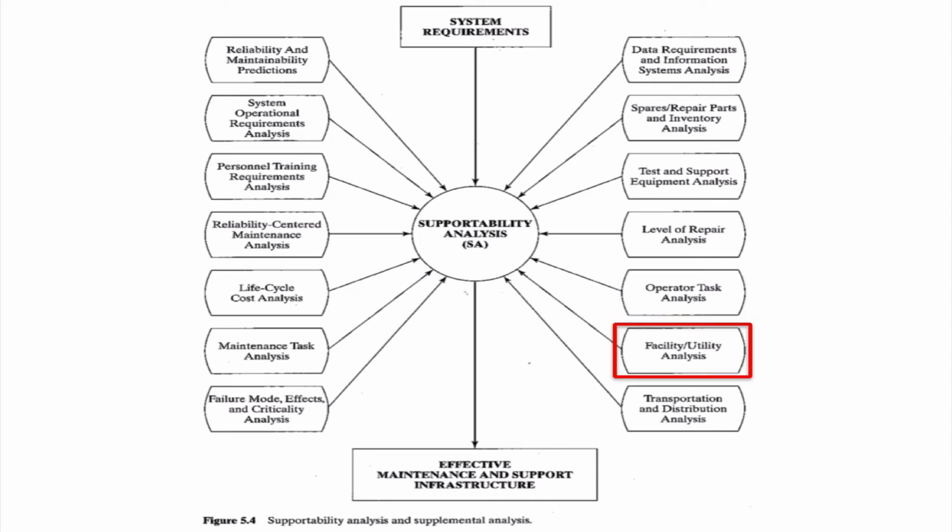Facility utility analysis to determine what facilities should be created and what utilities must be available for the support process. Transportation and distribution analysis to identify all transportation that needs to be provisioned, as well as what distribution needs to take place.